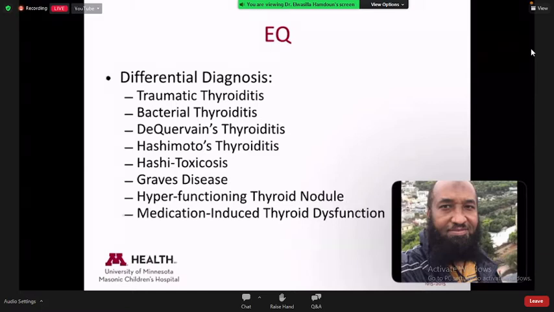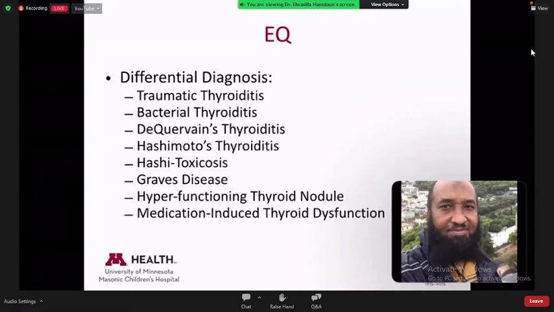Could it be traumatic thyroid inflammation? Could it be bacterial thyroiditis? Could it be de Quervain's thyroiditis? There's a rare subacute granulomatous thyroiditis, and it's usually painful. Could it be Hashimoto's thyroiditis? That is an autoimmune thyroiditis. Hashitoxicosis, that is Hashimoto thyroiditis causing hyperactive thyroid. Or is it Graves' disease? Or is it just an active nodule? Or it could be medication-related thyroid dysfunction.